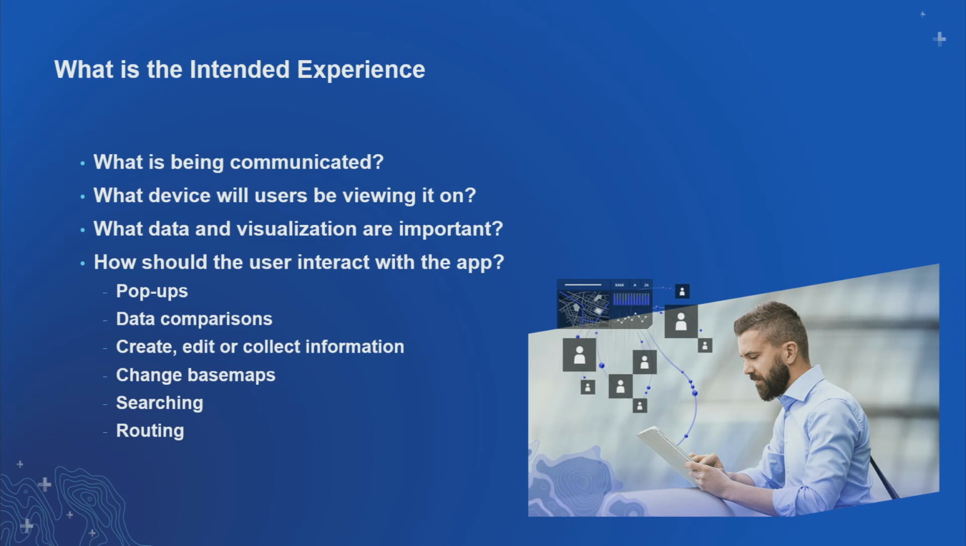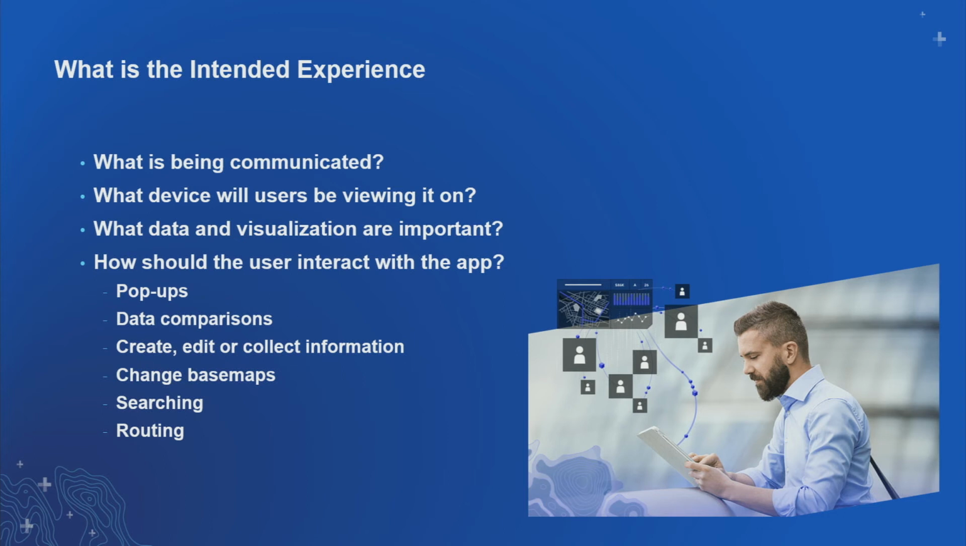And so the intended experience brings us back to the beginning. What is your message? What is being communicated? And then think about what type of device users are going to be viewing it on. You might optimize an app to be useful in a desktop web browser, but then maybe your users are actually viewing it on a mobile device, or if it goes viral, it could be both. And how you set that up and configure it could be different between web browser or a mobile device.